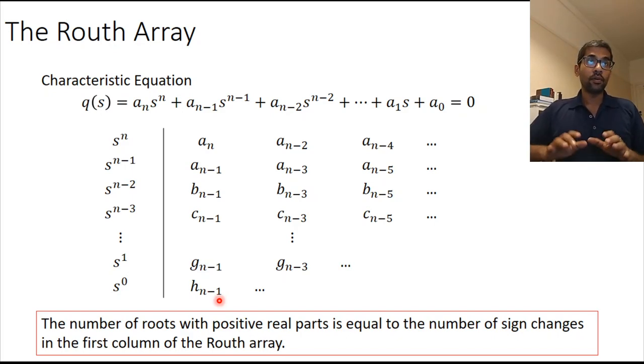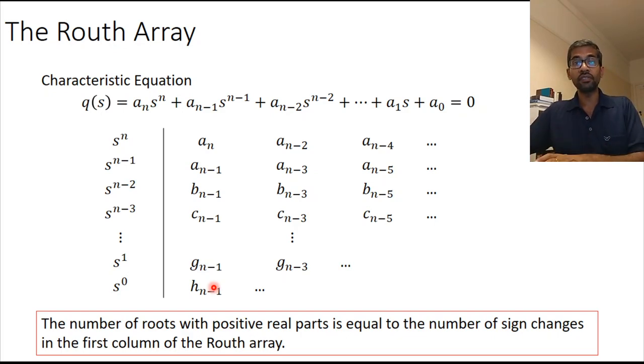Now, once you have done that, you can see how many times the sign of the coefficients here is changing. Okay, the number of sign changes is equal to the number of roots with positive real parts in the equation. Okay, let me repeat that. I'm just reading out from here. The number of roots of the characteristic equation which have positive real parts is equal to the number of sign changes in the first column of the Routh array.